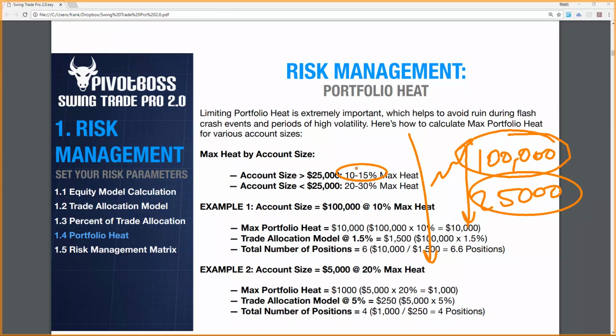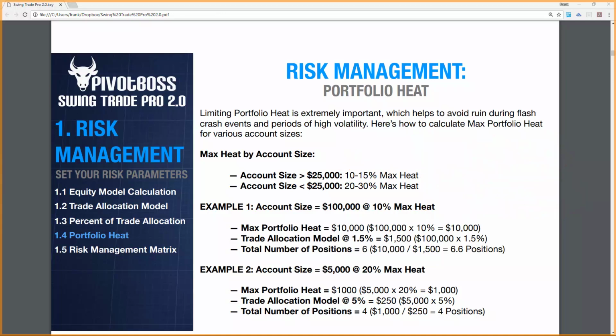So again, I tend to stick to about 10% of max heat for the most part. So under the most bearish circumstances, the max I could lose would be about 10% if everything went to zero at that moment. So again, understanding max portfolio heat is very, very important and a very simple way to manage the risk of your account. So right here, max heat by account size, 10 to 15% above 25K, 20 to 30% below 25K.